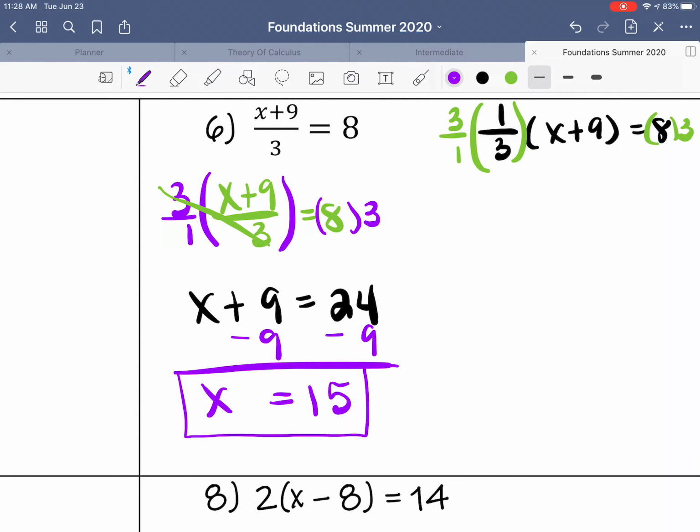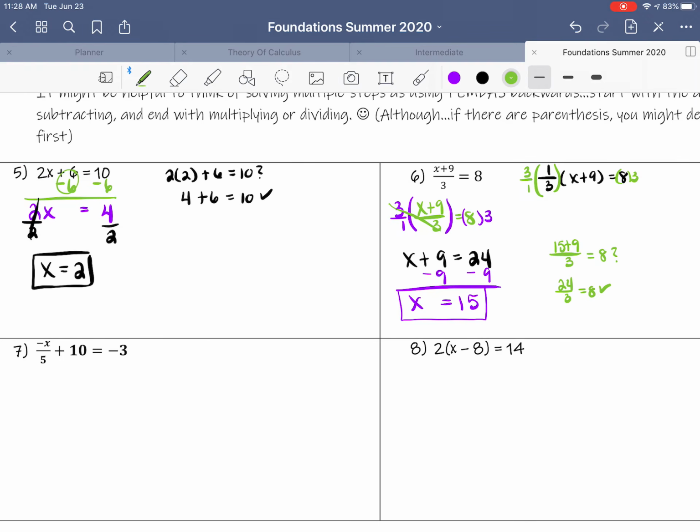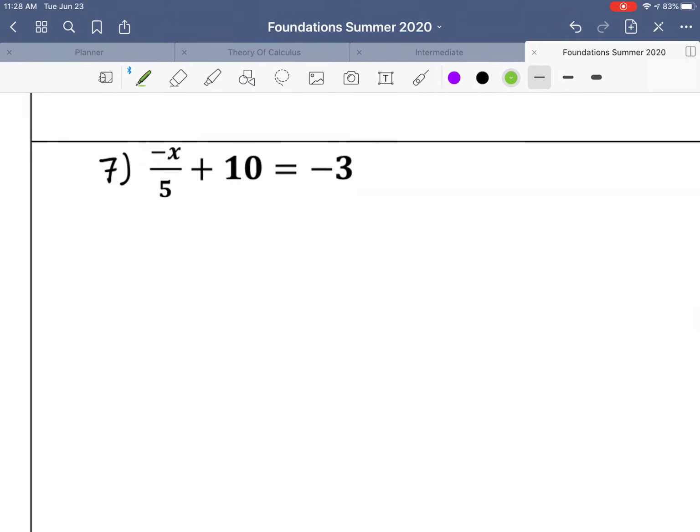Super simple. And then you can check your solution if you want. Is 15 plus 9 divided by 3 equal to 8? Yes. Yay, we did it. Okay. Ooh, that's cool. I love these.